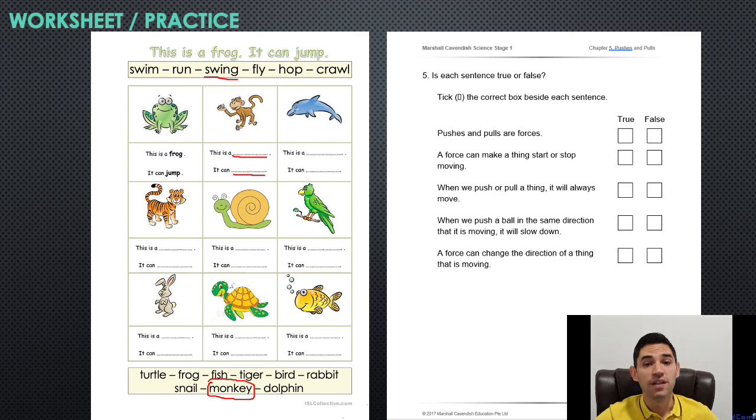Be careful. You might be able to use each word more than one time. You don't need to cross them out, okay? You can use swing maybe 2 times, maybe only 1 time. You might be able to use swim 1 or 2 times. So don't cross them out. You might be able to use them more than once.